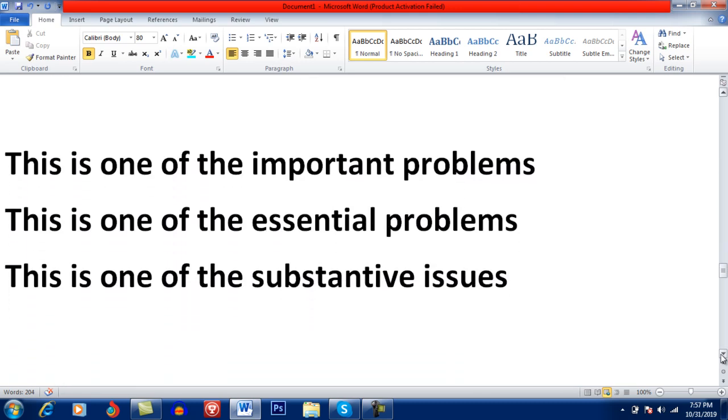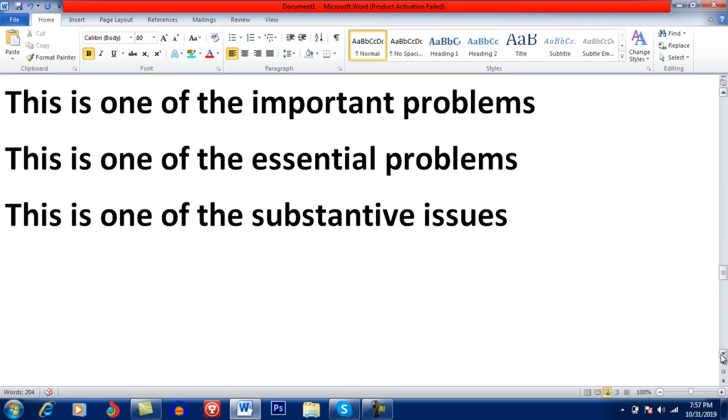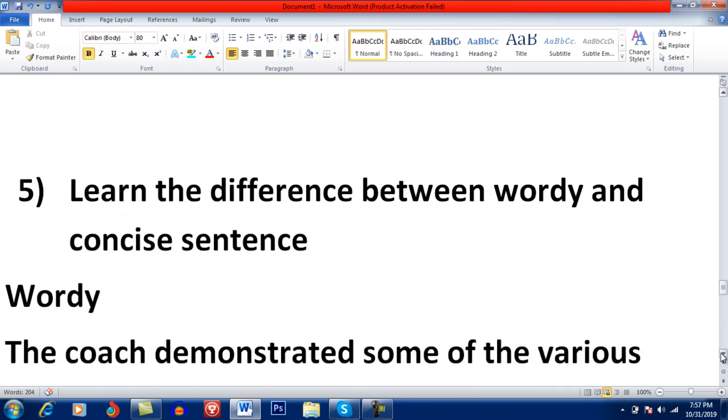For example, this is one of the important problems, or this is one of the essential problems, or this is one of the substantive issues. So try to use synonyms, and synonyms will help you to score a higher band.